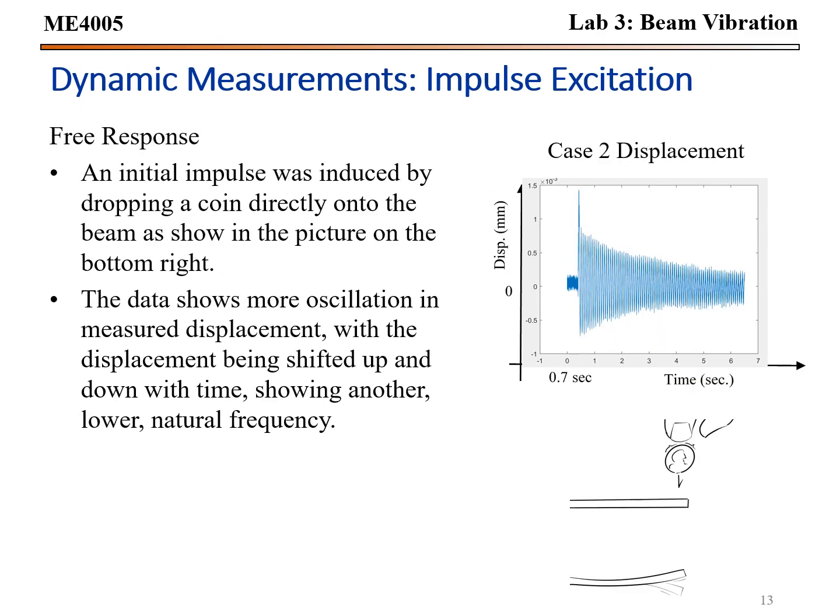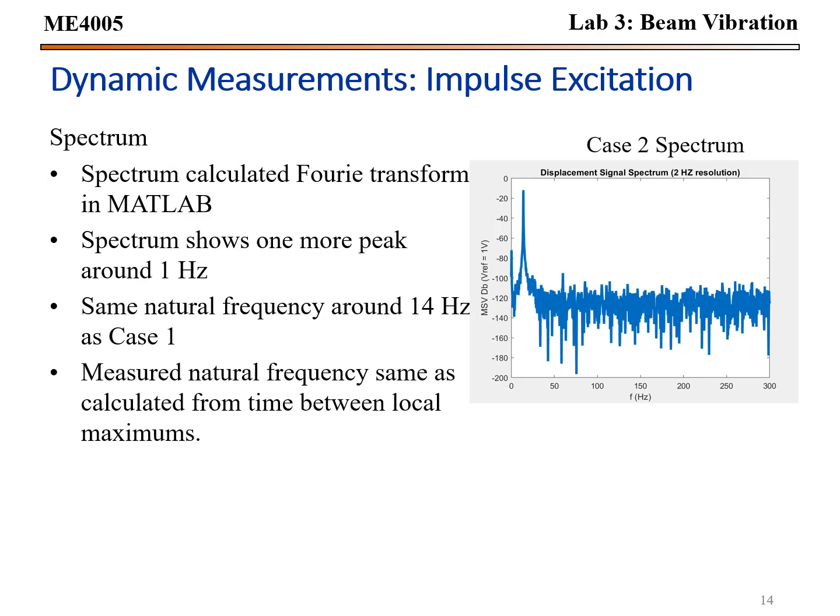For the initial velocity at the far end, a coin was dropped at the far end, as shown in the bottom right, and then the data collected is shown on the top right graph. Then another spectrum analysis was calculated. There seems to be much more of an initial peak in oscillation, around 1, and then another around 14, where 14 again is the natural frequency calculated.